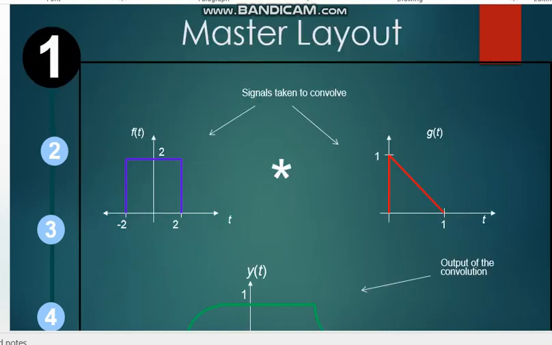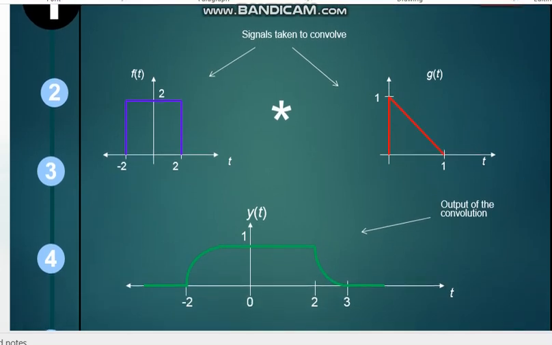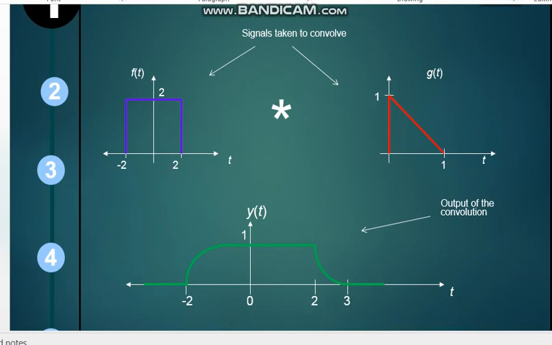So we have to work out a master layout of how a convolution really works. Here we have taken two signals: a square signal with a value of 2, and we have to convolve this signal with g(t), which is a ramp signal that we can see here. This is the output of the convolution, and we will learn how to calculate it part by part.